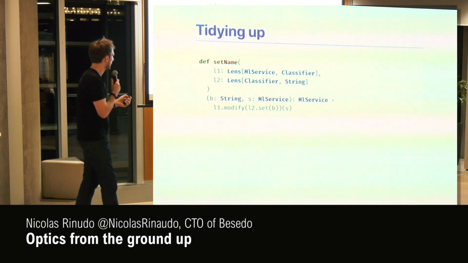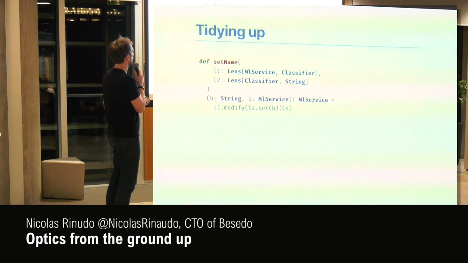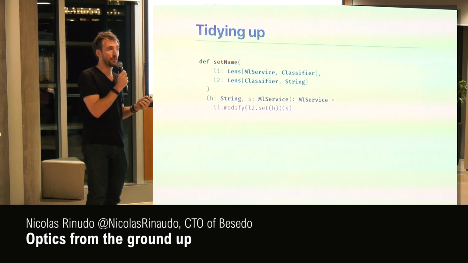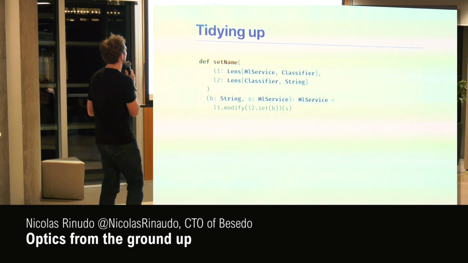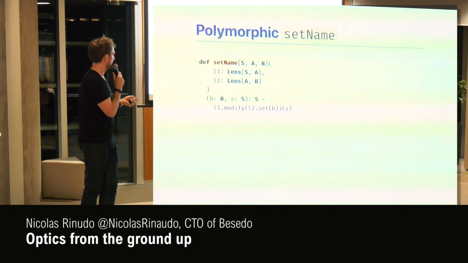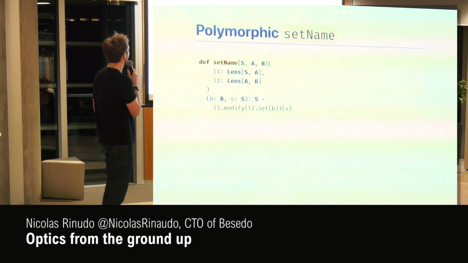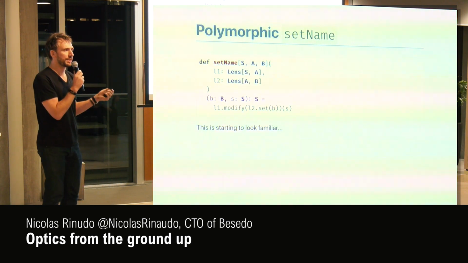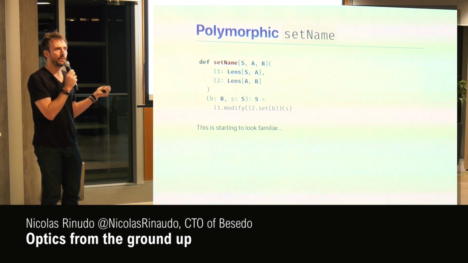But if you look at the implementation, nowhere in here do we need to know that this is an ML service, this is a classifier, and this is a string. We just need to know that the types match, but we don't need to know the actual types. So we could just make them type parameters. And this is the same method. And if you look at it, hopefully, this bit here should look a bit familiar. This is the set type alias that we wrote before.